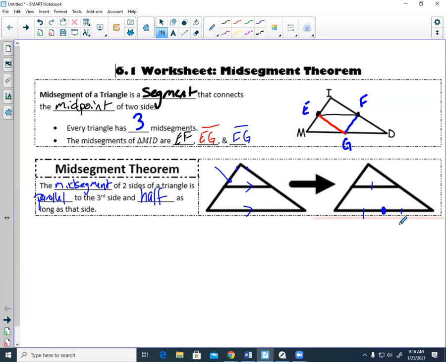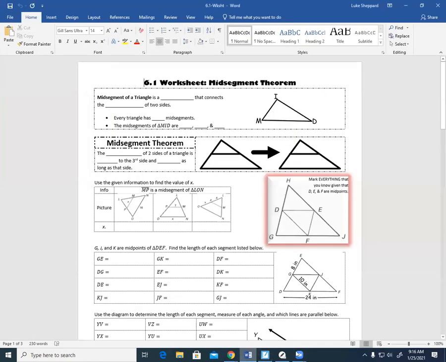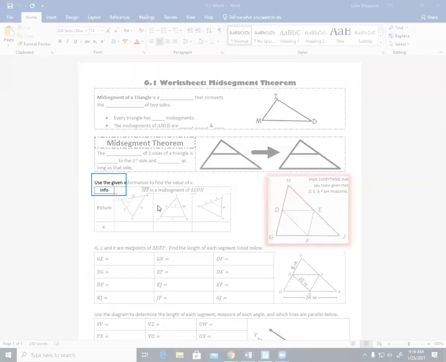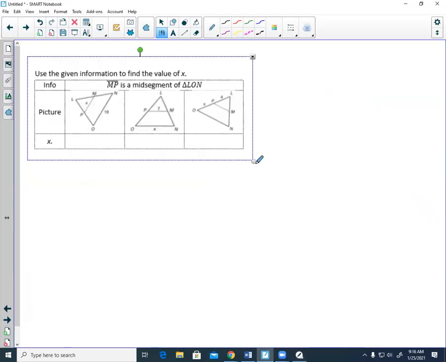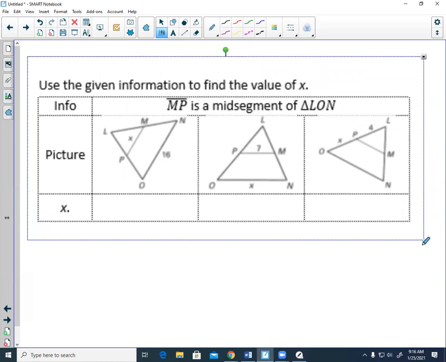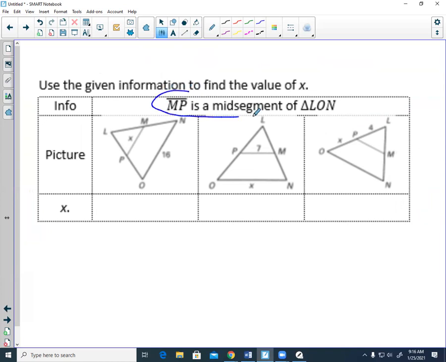Okay? So if we look at the next part right here, where it asks me about this stuff, and it asks me about this midsegment, this has to do with the fact that the midsegment is half as long. So right now, if you notice, this is exactly how these questions are going to look. It tells you that MP is a midsegment.